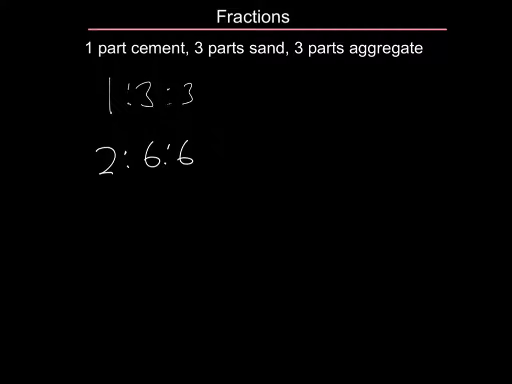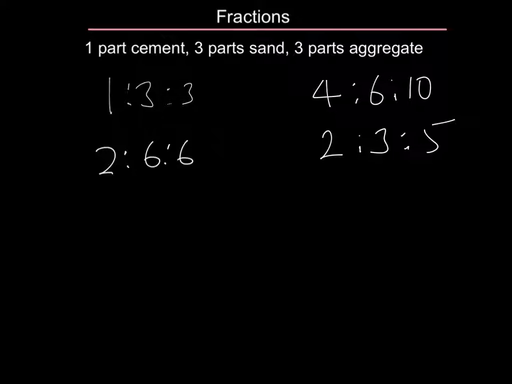Sometimes you need to simplify your ratios. So if I'm going to simplify a ratio, I need to make the numbers smaller. So here's a ratio, 4 to 6 to 10. If I divide all of those numbers by the same number, let's do it by 2, I'll get 2 to 3 to 5.